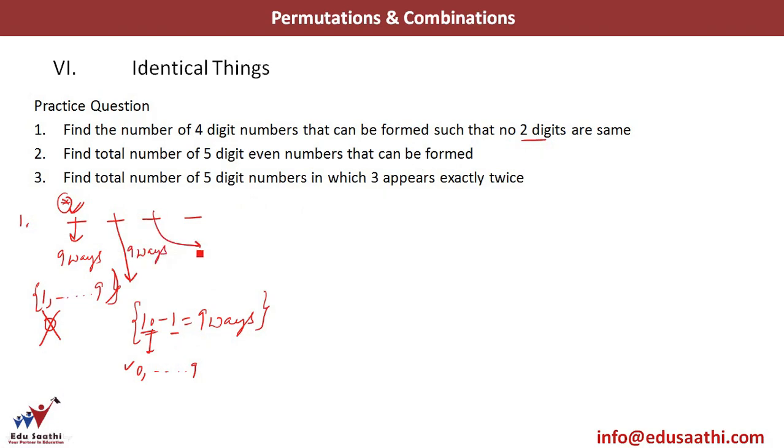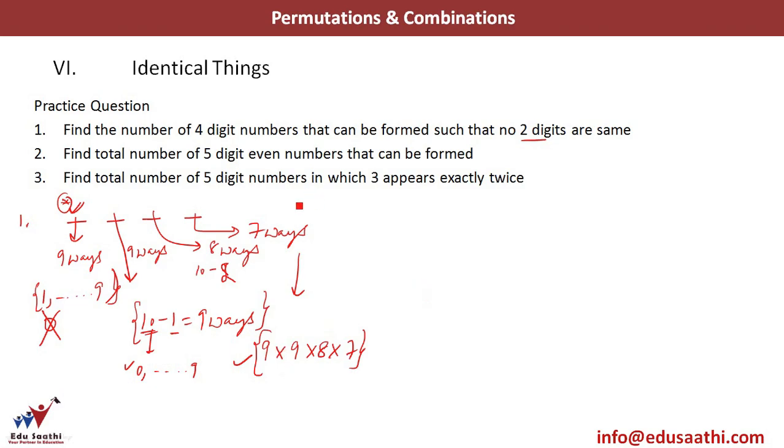Similarly for the tens place, out of these 10 digits, now 2 digits have been utilized, one in the thousands place and the other one in the hundreds place. So I have 10 minus 2 is equal to 8 ways. And similarly for the units place, I will have 7 ways. So what is my answer here? Total number of 4-digit numbers such that no two digits are same: 9 into 9 into 8 into 7. You may calculate this and this will be your answer.